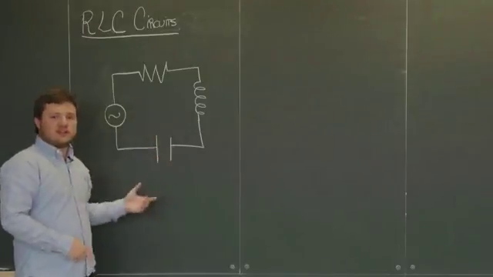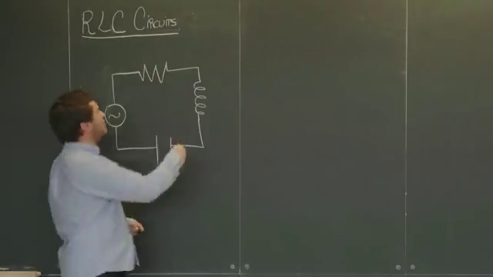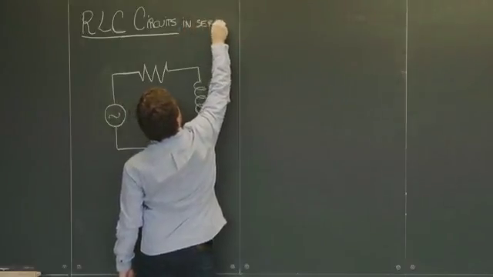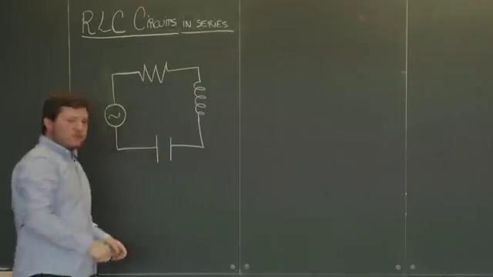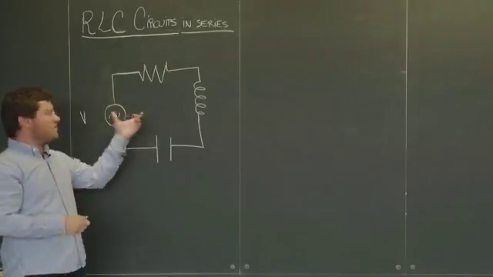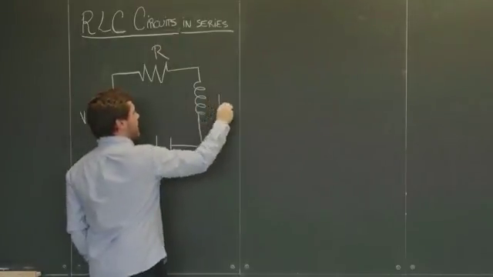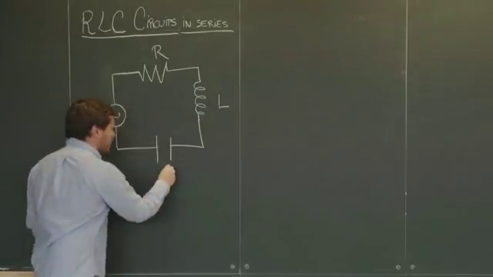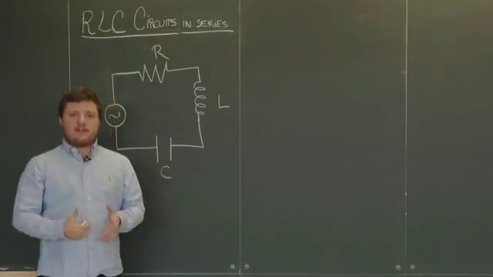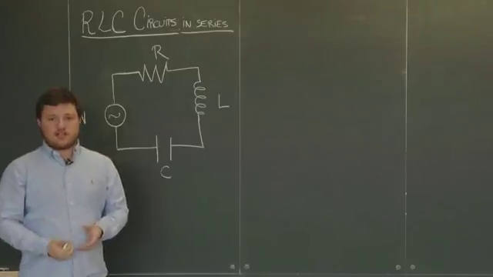Since all the components are in series, one after the other, we call this a series circuit. So these are RLC circuits in series. The power source provides a voltage V. The resistor has a resistance R, the inductor has an inductance L, and the capacitor has a capacitance C. So the second step of the 5-step process is to identify all the variables and give the corresponding symbols.